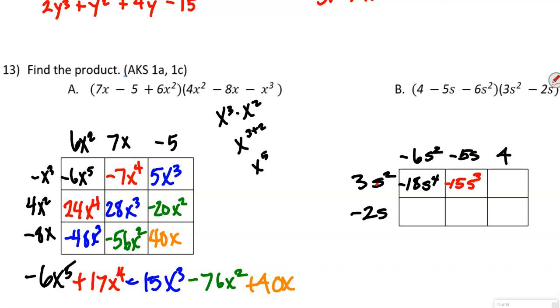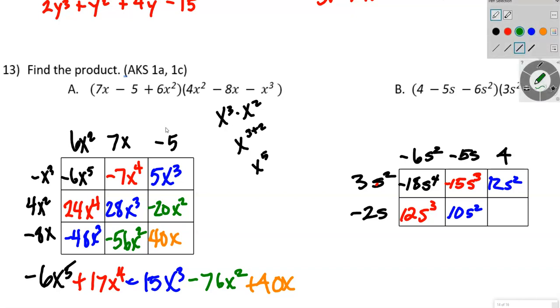We're going to go down here and do the negative 6s squared times the negative 2. Negative 6 times negative 2 is 12, right? And then s squared times s again is s to the third. All right, now we're going to do our 4 times 3, that's 12, and that's going to be s squared. Then we got a negative 5 times a negative 2, that's a positive 10. And s times s is s squared again. And then we have our 4 times our negative 2s, so that's going to be negative 8s, right?